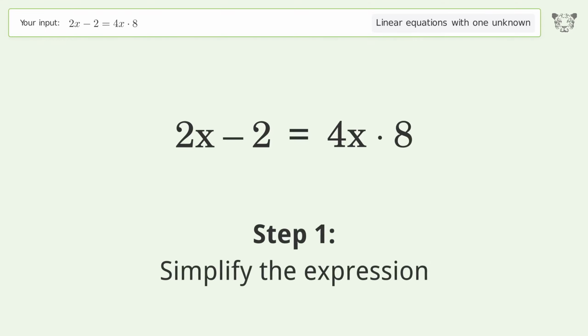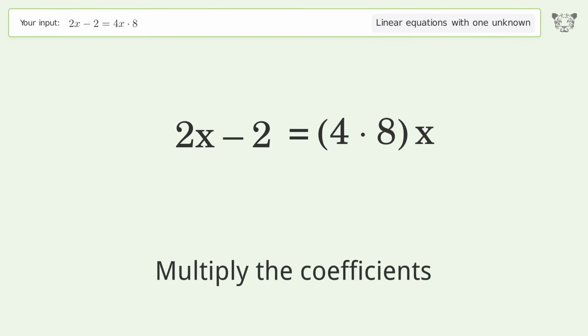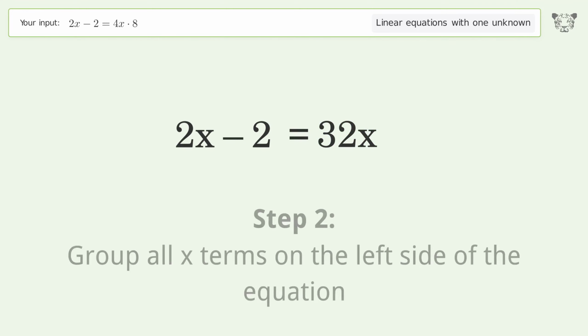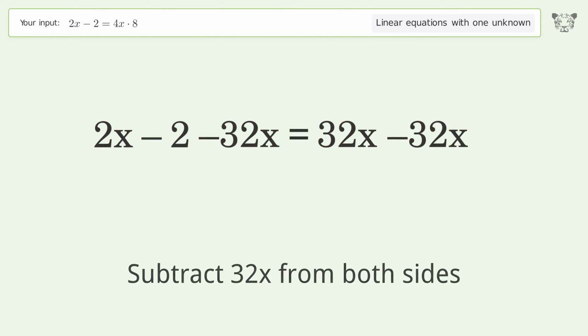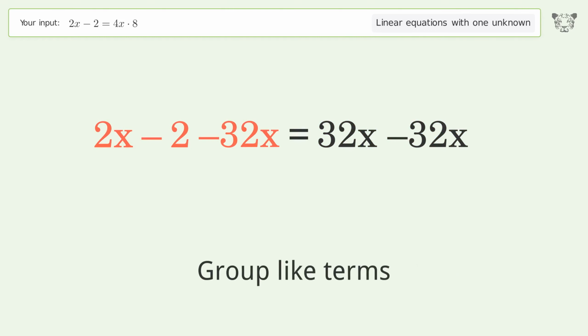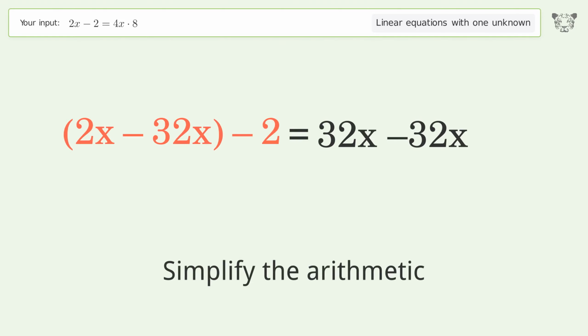Simplify the expression. Group like terms. Multiply the coefficients. Group all x terms on the left side of the equation. Subtract 32x from both sides. Group like terms. Simplify the arithmetic.